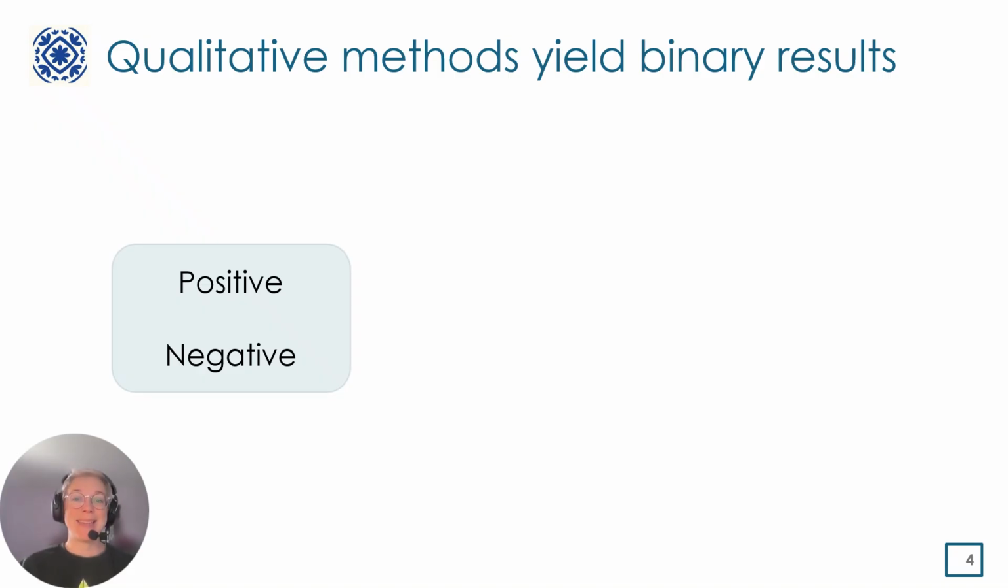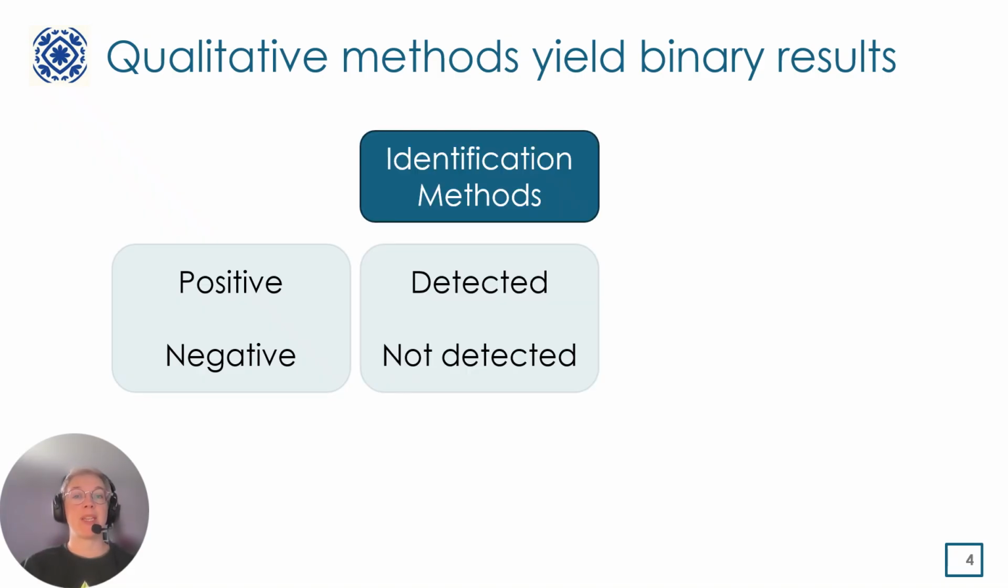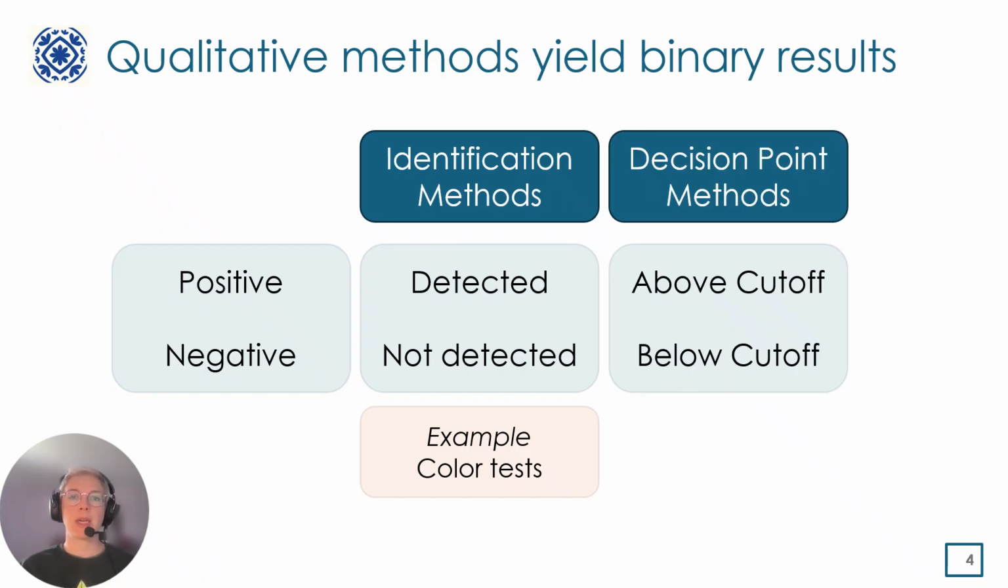With qualitative identification methods, the substance will be detected or not detected. Color tests would be a classic example here. With qualitative decision point methods, the analyte will be classified as being above or below a predetermined cutoff concentration. Something typical would be an instrumental method that is designed for a per se limit. For example, we analyze a 10 microgram per mL GHB control by LCMS, and we can tell whether unknown samples are above or below this level.